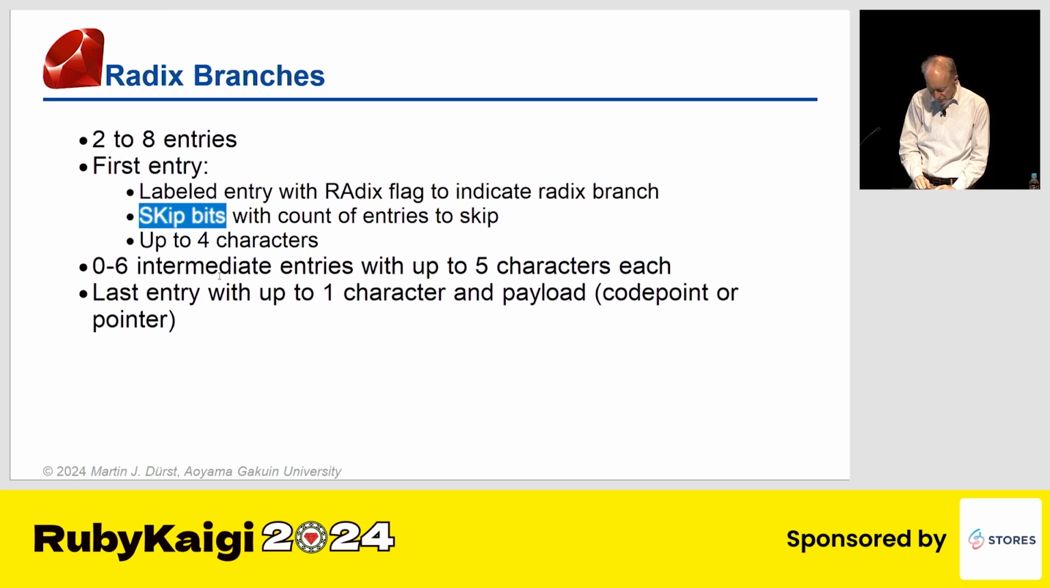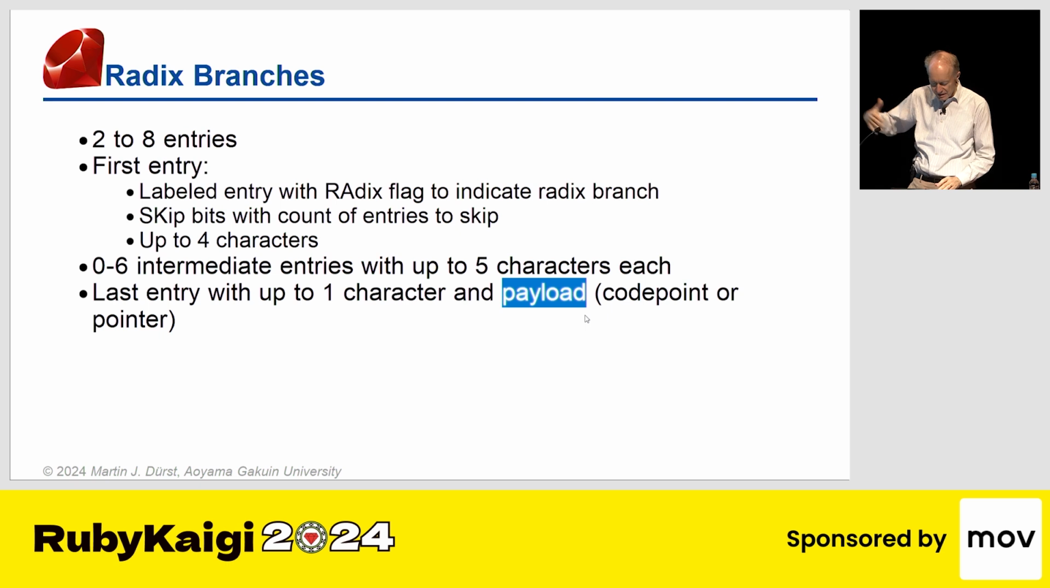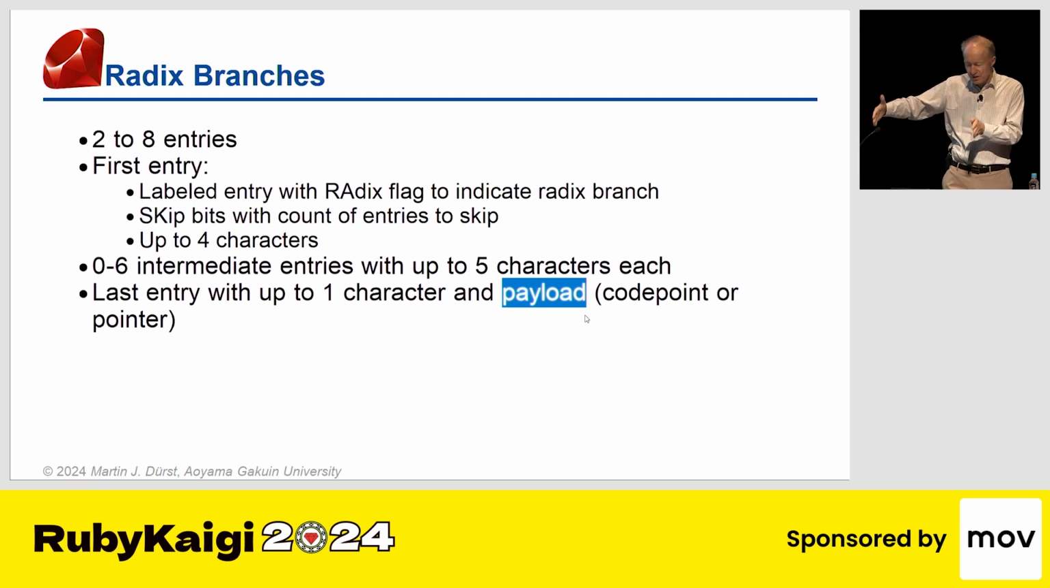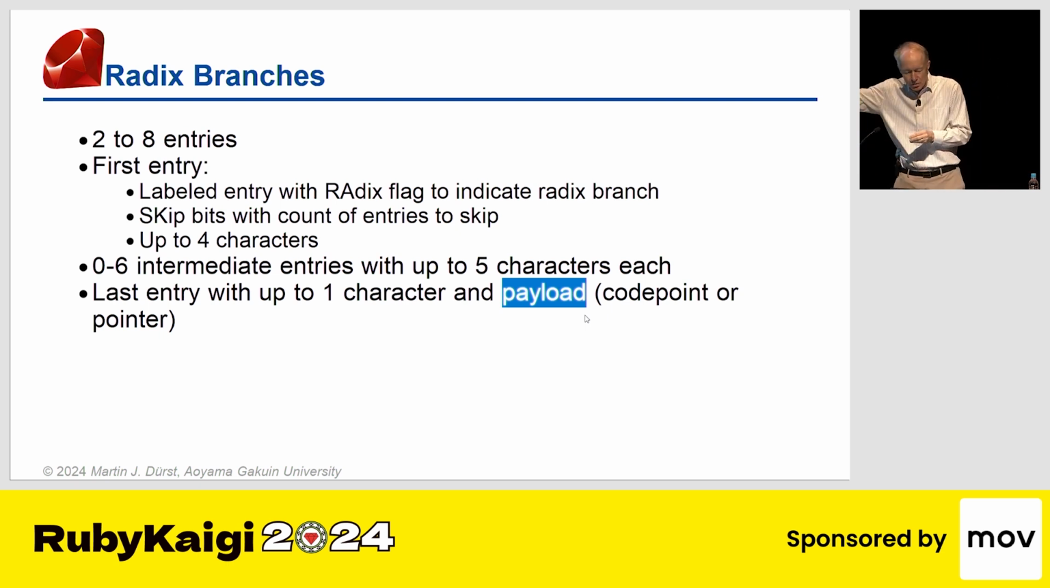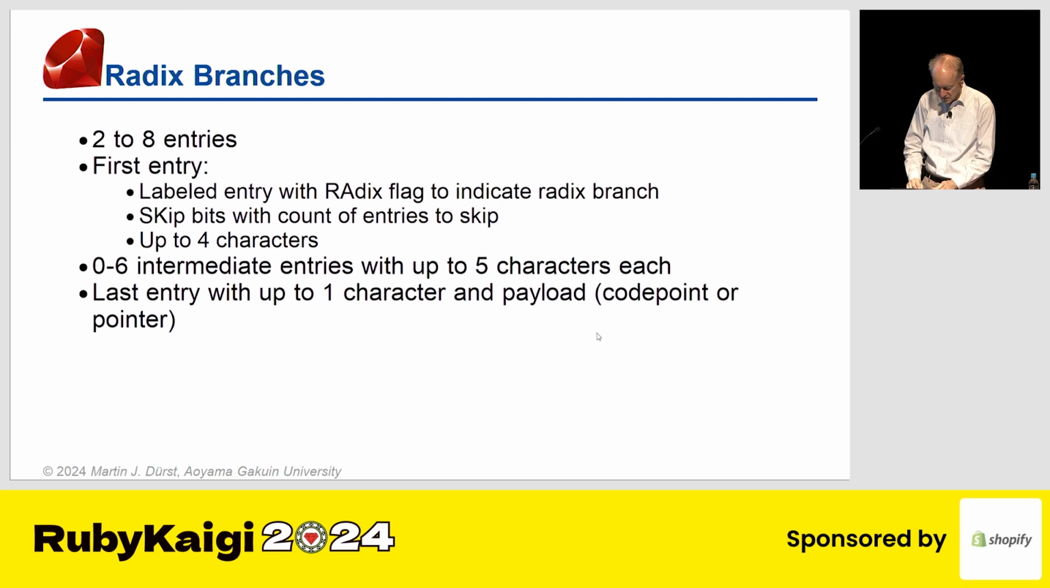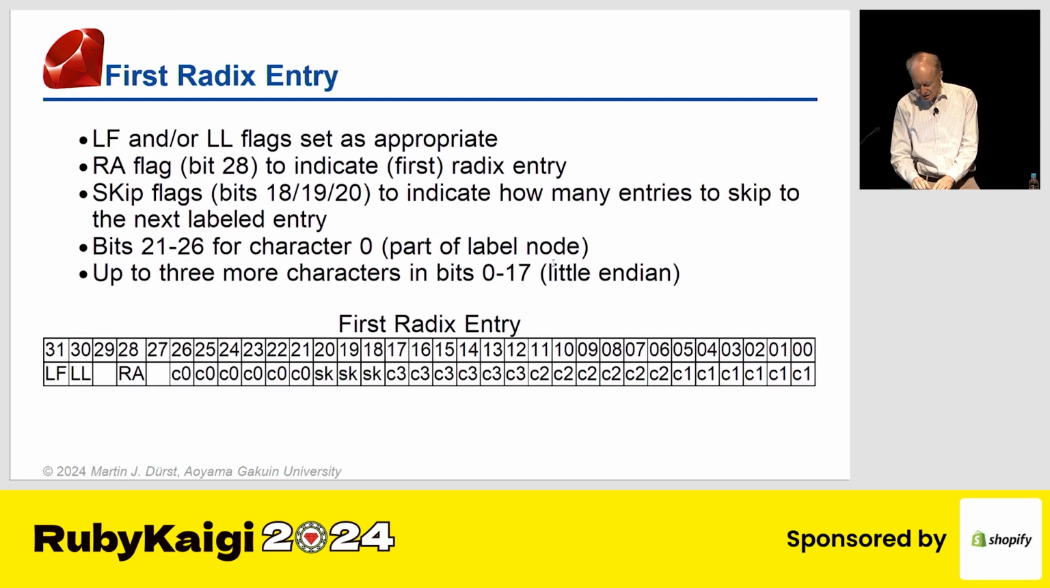And then we have 0 to 6 intermediate entries that contain 5 characters each, and the last entry with 1 additional character if necessary, and the payload for the next step. That might be a code point if you're at the end, or going on. And with this, the first radix entry looks like this.